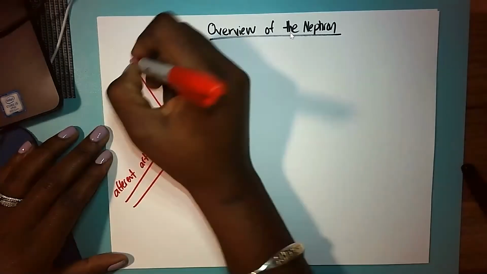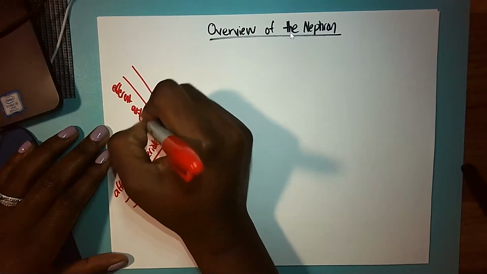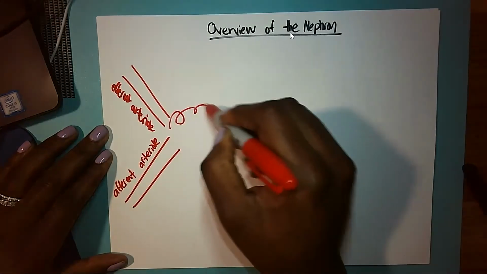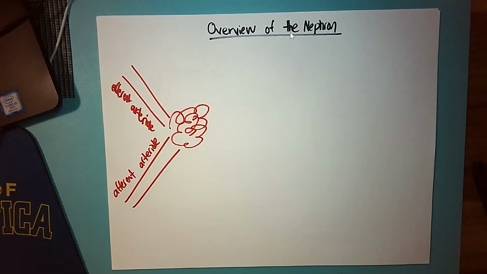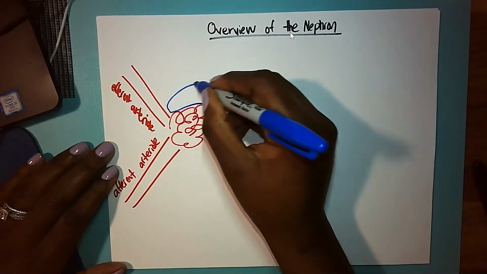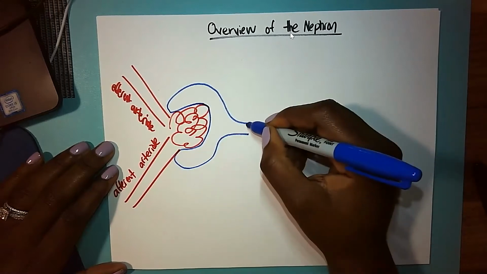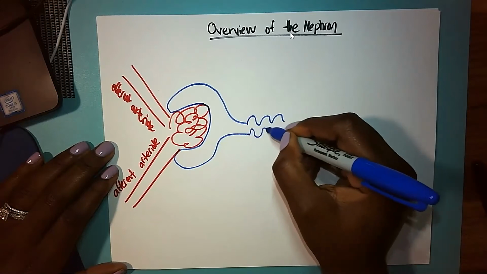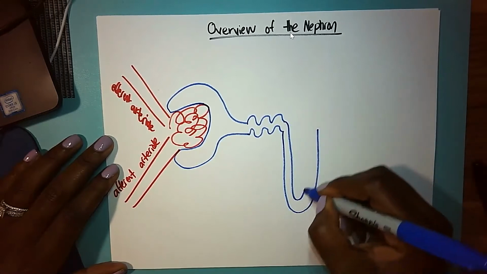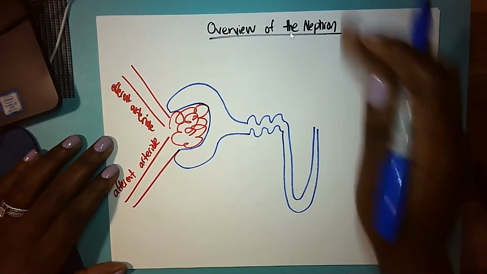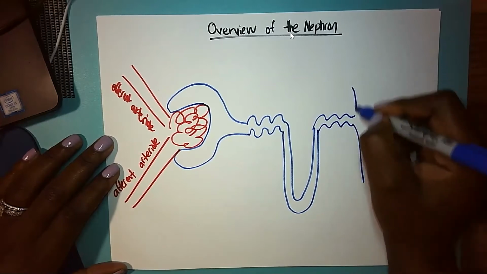Afferent arteriole. Efferent arteriole. Glomerulus. And then our Bowman's capsule. Right, then we've got the proximal convoluted tubule or the proximal tubule. The loop of Henle. The descending limb, the ascending limb. The distal tubule, and the collecting duct.